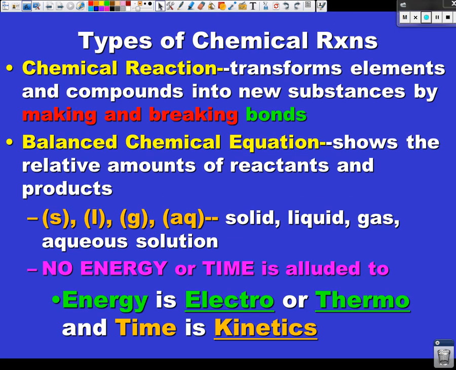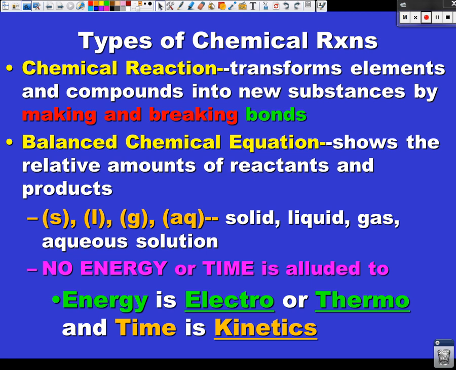We know that there are two types of things: chemical changes and physical changes. Remember, there are 5 things that must show up to your eyeballs for you to know if a chemical reaction has occurred or not. Otherwise, it's going to be a physical change. A chemical reaction transforms elements or compounds into new substances by making and breaking bonds. Circle or highlight that last little sentence right there in red and green. The way we have a chemical reaction is that bonds must be made or broken.